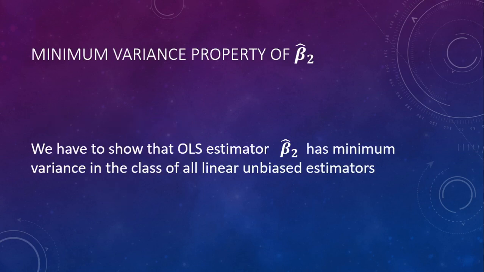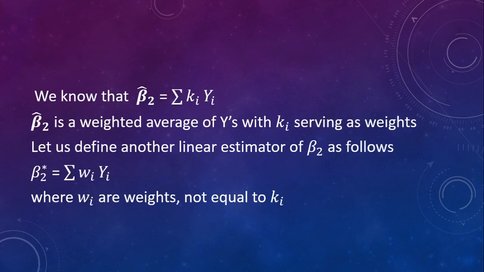Now we have to prove the minimum variance property of beta 2 hat. So we have to show that the OLS estimator beta 2 hat has minimum variance in the class of all linear unbiased estimators. We know that beta 2 hat is equal to sigma ki yi. So beta 2 hat is a weighted average of y's with ki serving as weight.